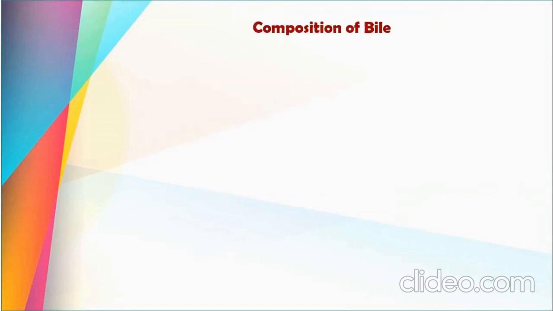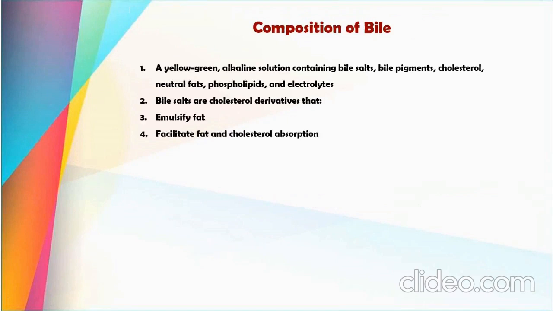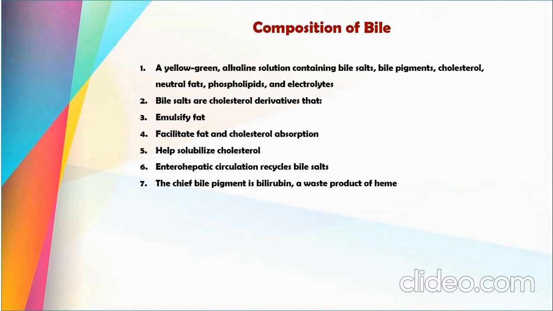Now next is the composition of bile. It is a yellow-green alkaline solution containing bile salts, bile pigments, cholesterol, neutral fats, phospholipids and electrolytes. The bile salts are cholesterol derivatives that emulsify fat, facilitate fat and cholesterol absorption, and help to solubilize cholesterol. Enterohepatic circulation recycles bile salts. The chief bile pigment is bilirubin, a waste product of heme.